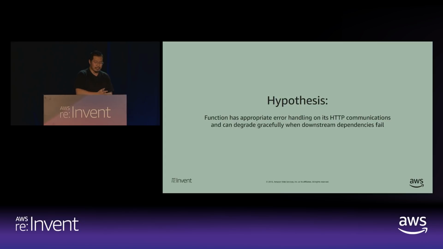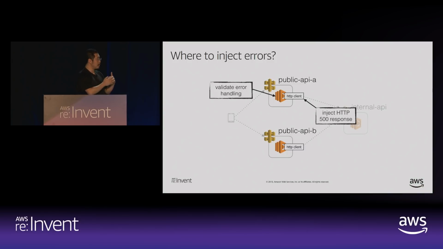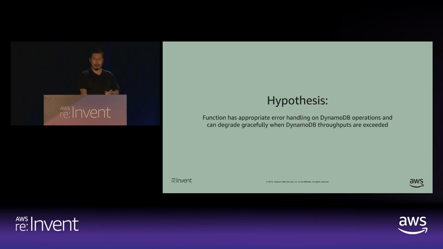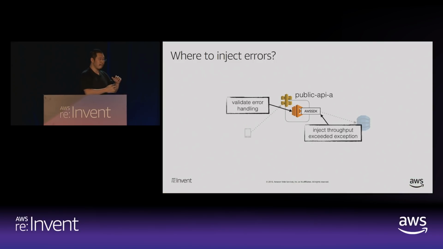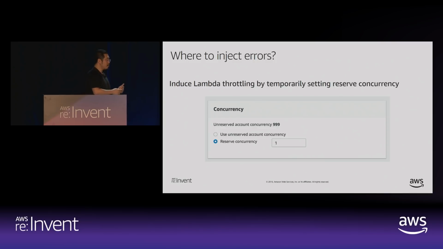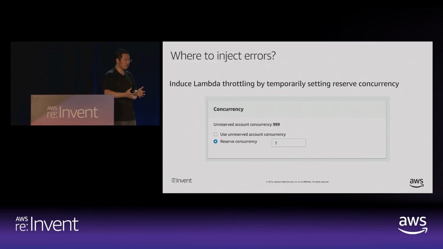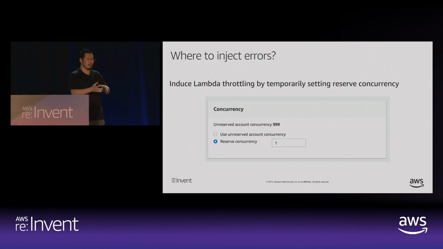As a simple hypothesis, you might say, okay, my functions are handling those HTTP errors properly, and we can simulate those failures by injecting errors into our HTTP client. And as we mentioned earlier, for specific AWS services, we can also monkey patch the AWS SDK to inject service-specific errors as well. And if you want to simulate what happens if Lambda functions are being throttled, during an experiment, you can either programmatically or in the console set the reserved concurrency for a function, which, given the name, actually means the opposite.